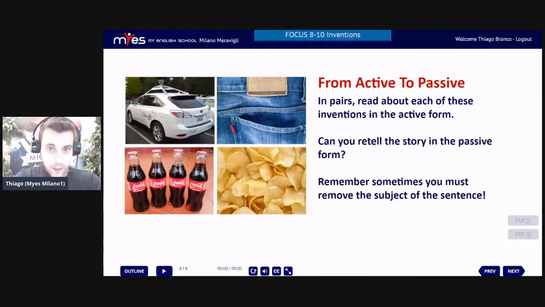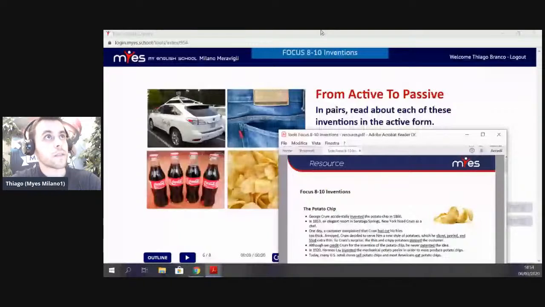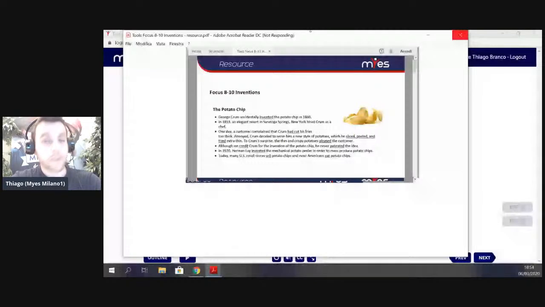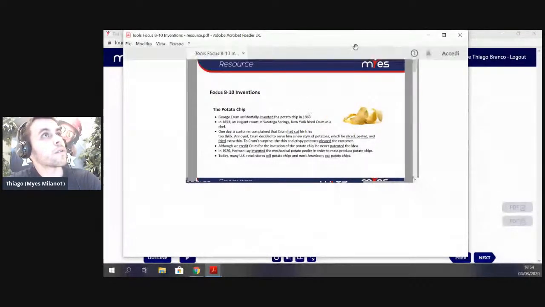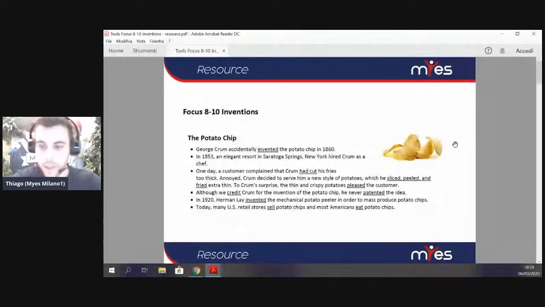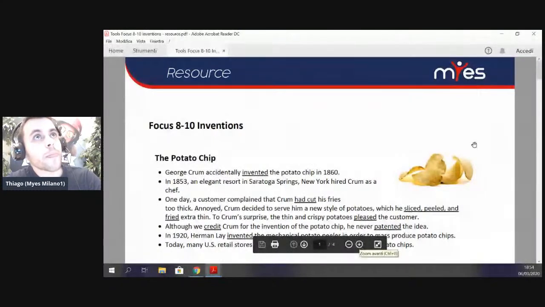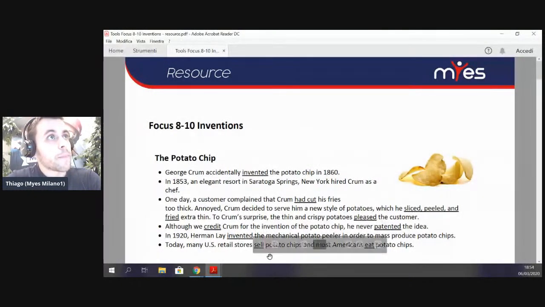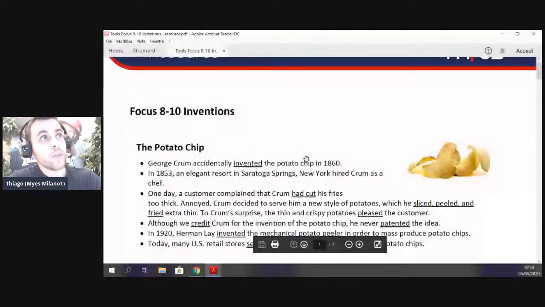All right, I will show you. So here, I'll put some inventions that we can use. Okay, let's just wait for it to load. Okay, so here we go. We have some information about the potato chip. Maybe let's make it a little bit bigger. Can all see it? Great. So look especially at the parts that are underlined, because all the parts that are underlined, we should be able to use a passive.